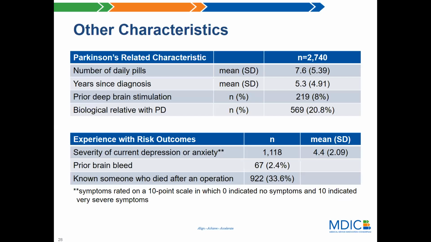We want to know also people's experience with the risk outcomes, because it may in fact be that people who have had experience, let's say with depression or anxiety or a brain bleed in the past, would view that risk systematically differently than someone who doesn't have that experience. So it was important for us to also capture that information.